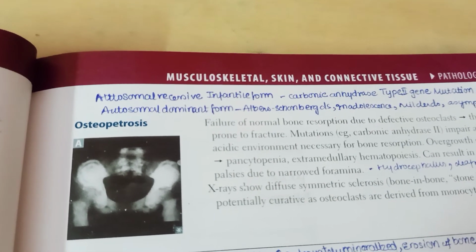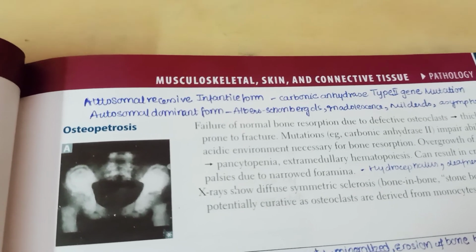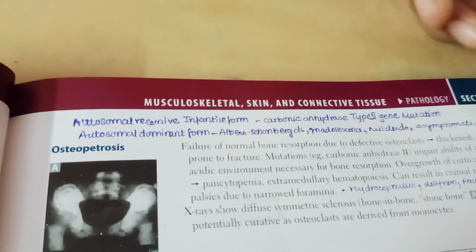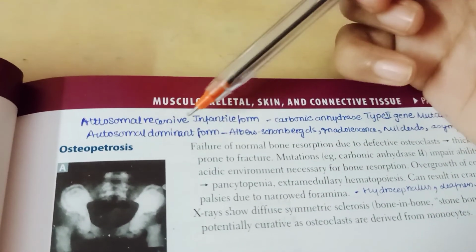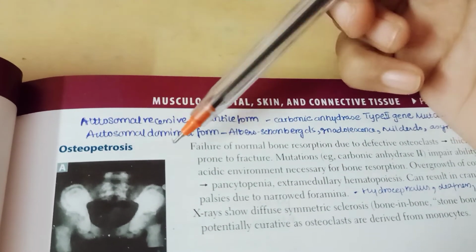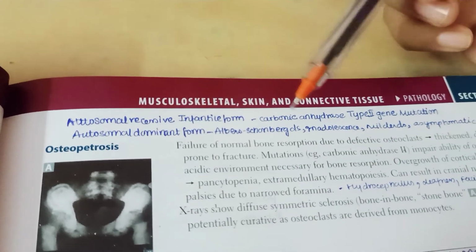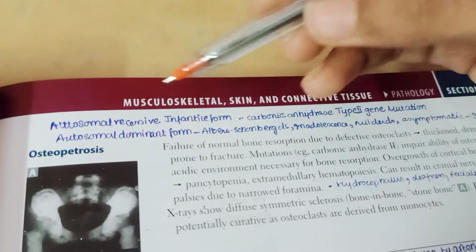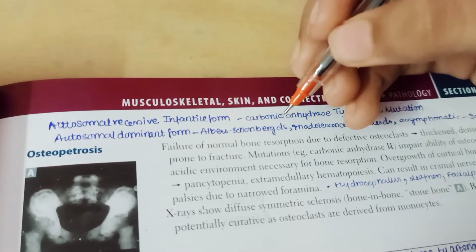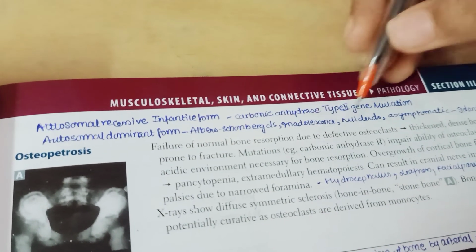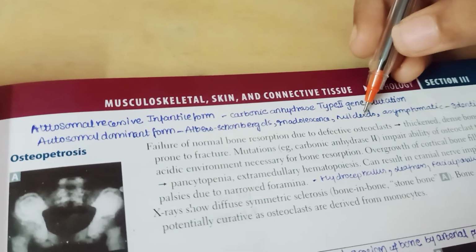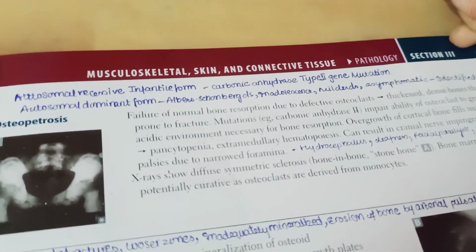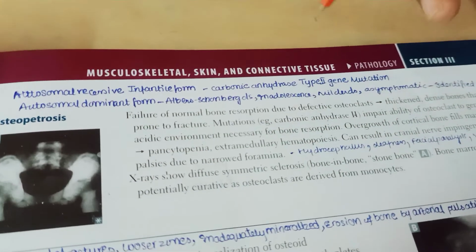Here the problem is with a gene, the mutation is in carbonic anhydrase 2. So this is divided into two types: autosomal recessive infantile form and autosomal dominant form. Autosomal recessive infantile form is where there is a carbonic anhydrase type 2 gene mutation. In the autosomal dominant form, there's Albers-Schönberg disease, and it is seen in adolescents. It is actually a milder disease, and it is asymptomatic. It is identified by X-ray.